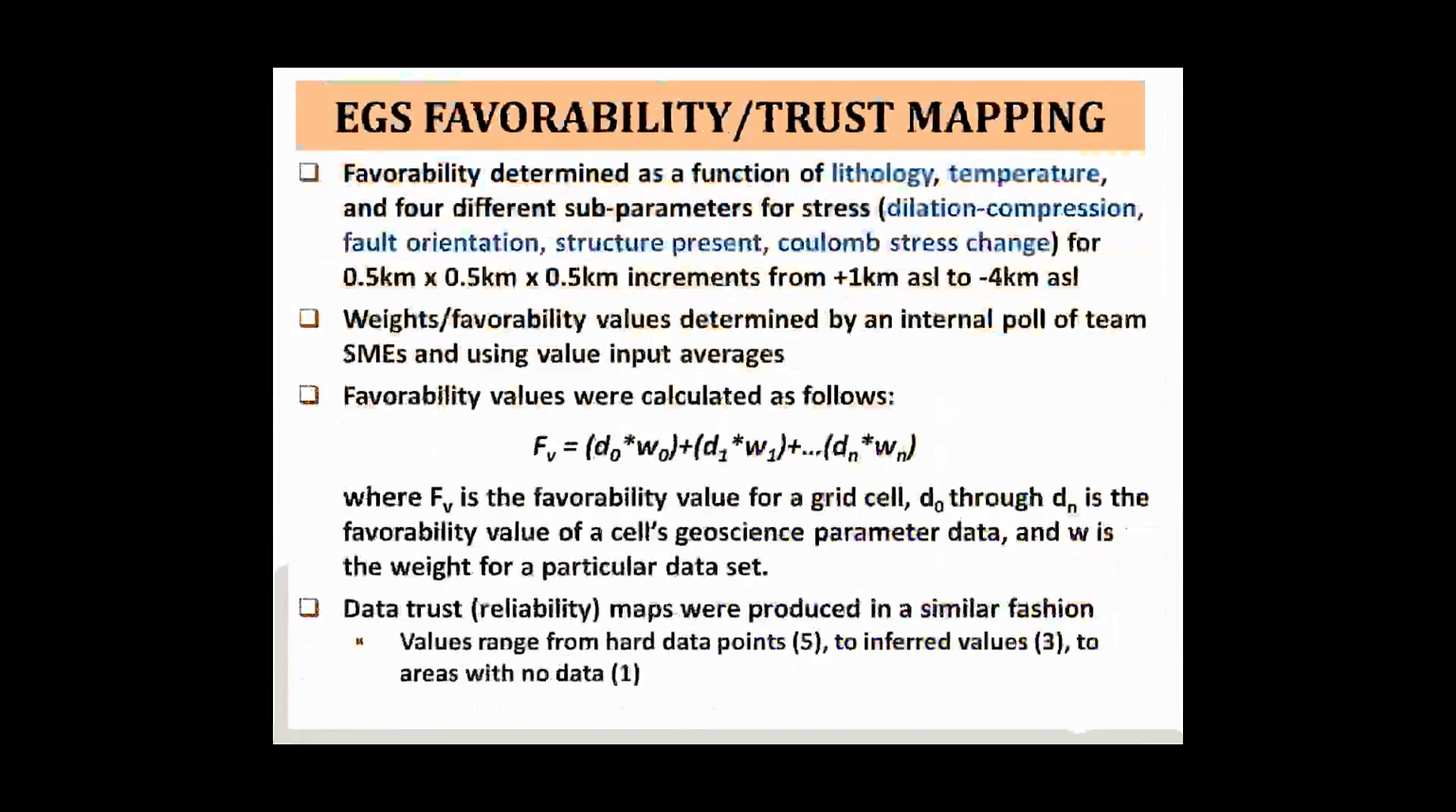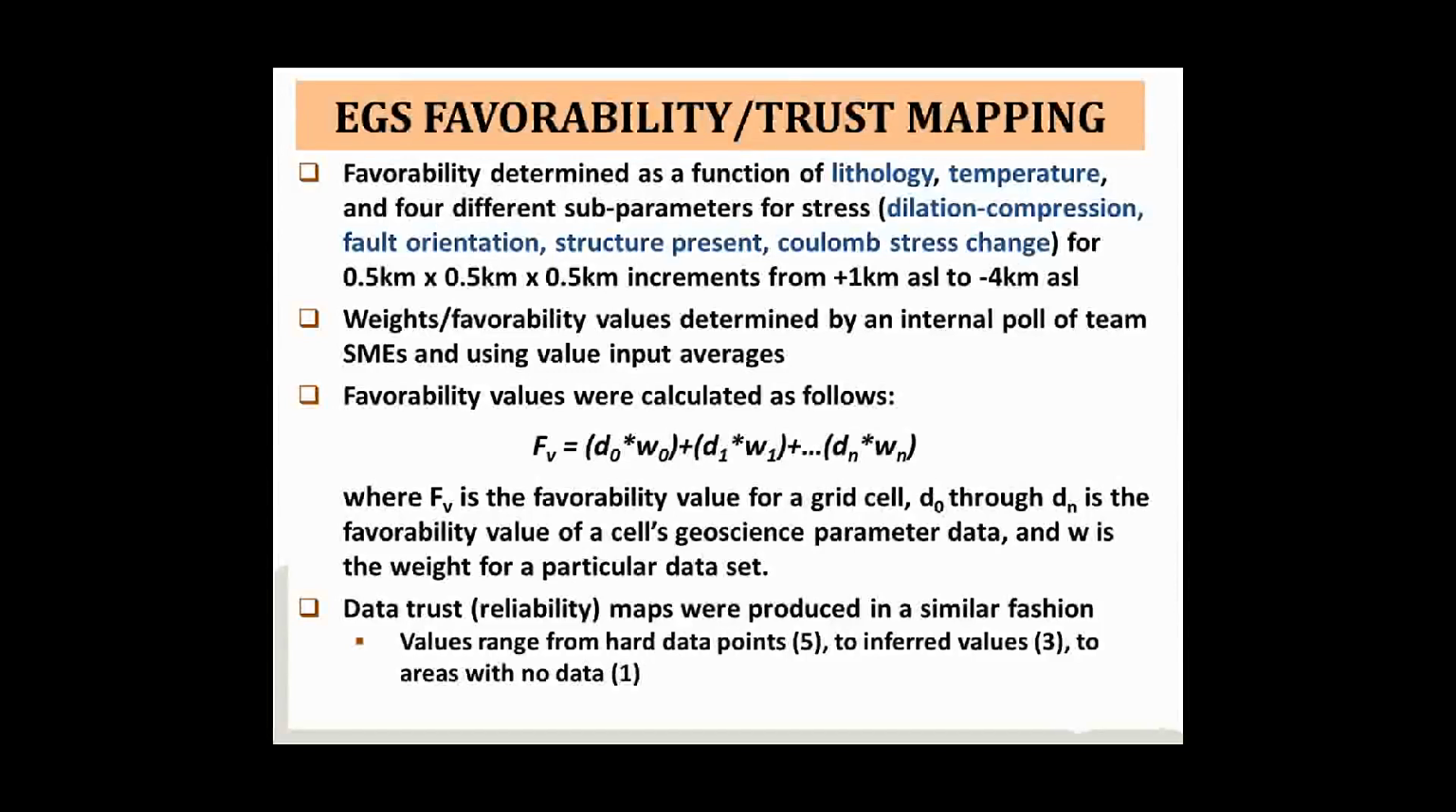Then what we did is we took the sum total of all our information and created favorability and trust maps. Many of you may be familiar with favorability mapping. We took it a step further in that we recognized that we could have a favorability map, but without understanding the quality of the data or the reliability of the data that went into making that favorability map, you only have half the picture. So we created what are called trust maps, and I'll explain those here in a moment.